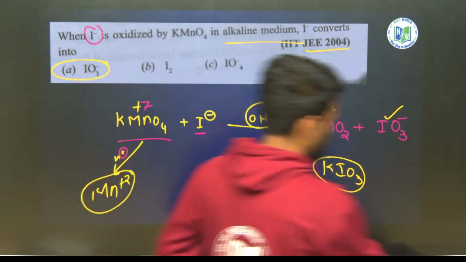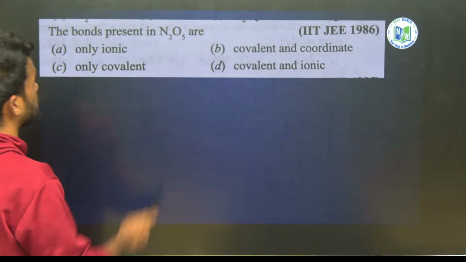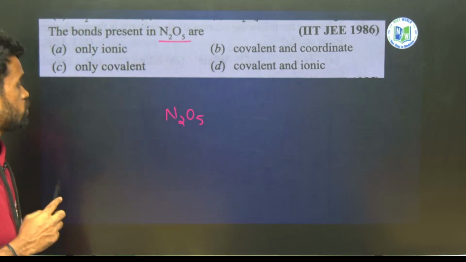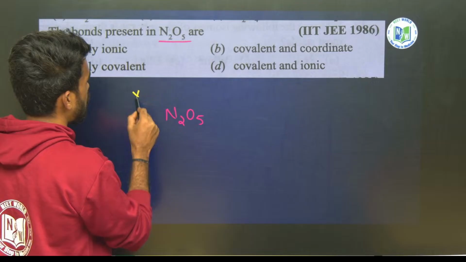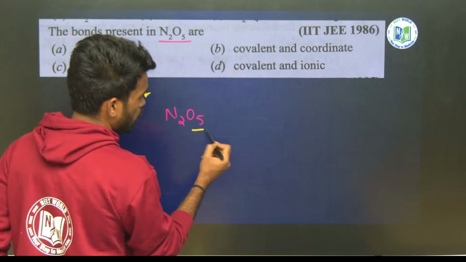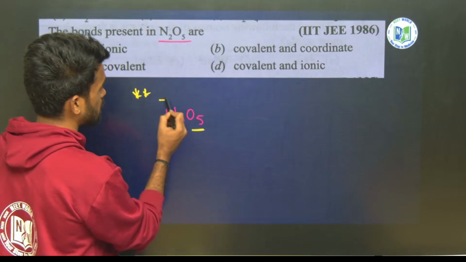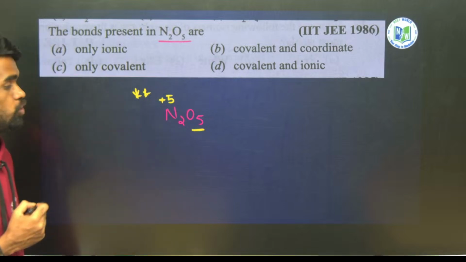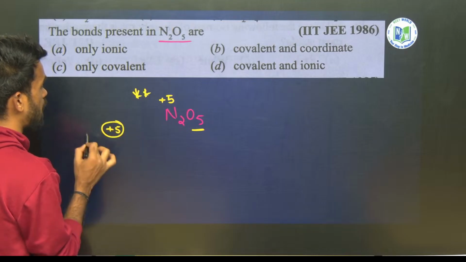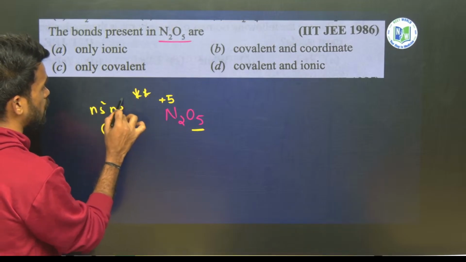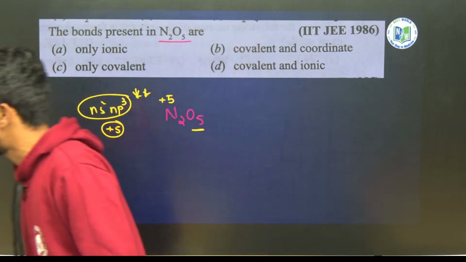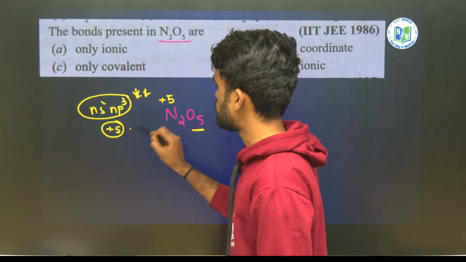Next, the bond present in N2O5 is... So N2O5 is a nitrogen oxide. What is the oxidation state here? In the previous session also I gave some explanation for this kind of question. Five oxygens are there. If you find the oxidation state here, you will get +5 for each nitrogen atom. The maximum oxidation state shown by nitrogen is +5 because it has 2s2 2p3 electronic configuration. So 5 valence electrons, it can lose all 5 electrons and become +5 oxidation state.